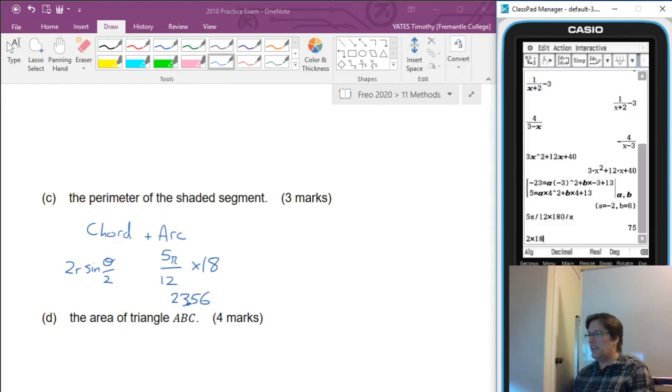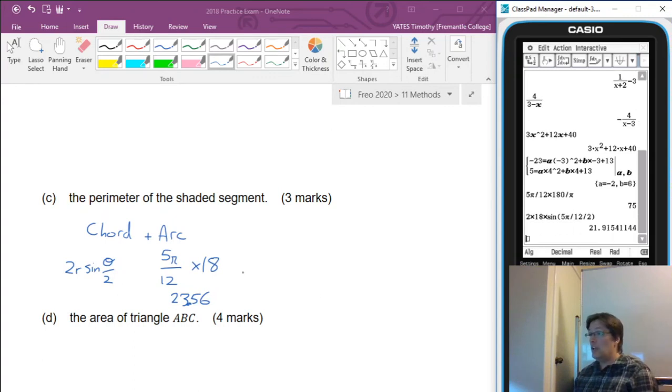2 times 18 times sine. We're in radians. Or are we? No, we're not. We're in degrees. Radians. 2 times 18 times sine 5 pi on 12. And then we can just divide that by 2. That'll give us the right answer, even though it looks a bit backwards, but that's all good. That is 21.91, or 915, so 92 is probably a more accurate thing to say. I'm going to add that to our 23.56.